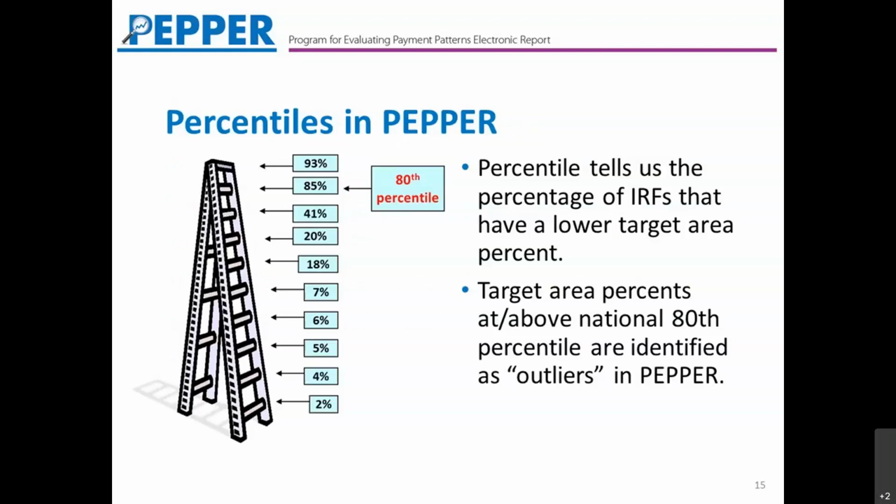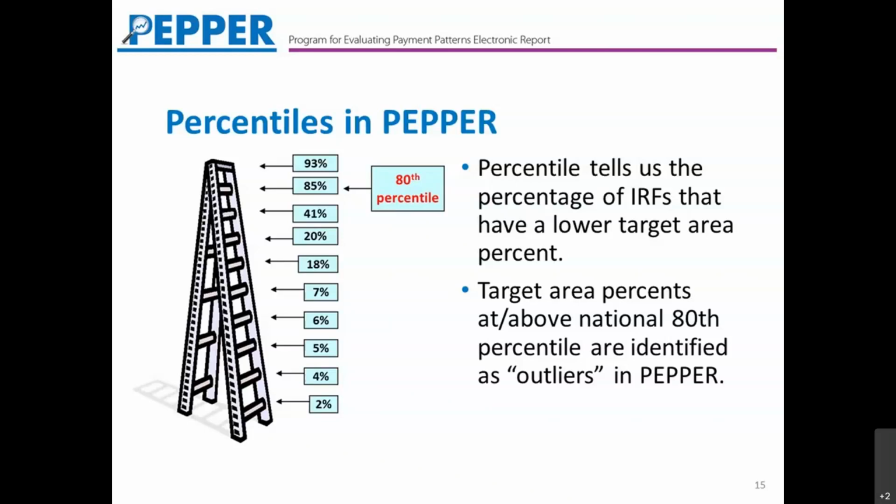How do percentiles work in the PEPR? Well, this slide can help us to understand how the percentiles are calculated with the percents. The ladder image is a great representation of how we do that. Next to the ladder is a list of the target area percents sorted from highest to lowest. Those percents listed there are the outcomes for each facility for each target area.